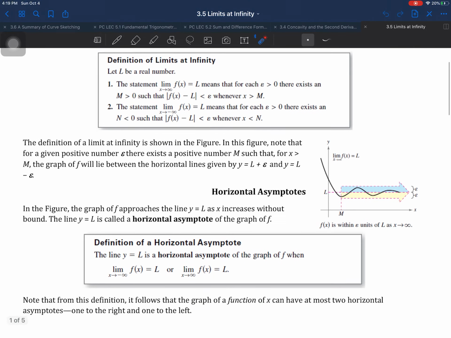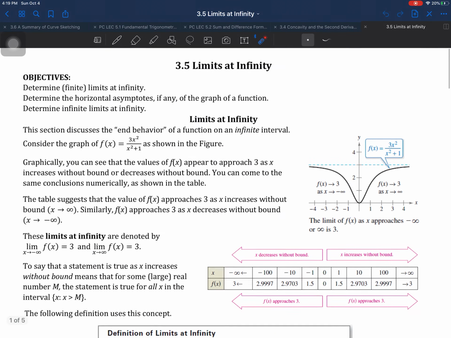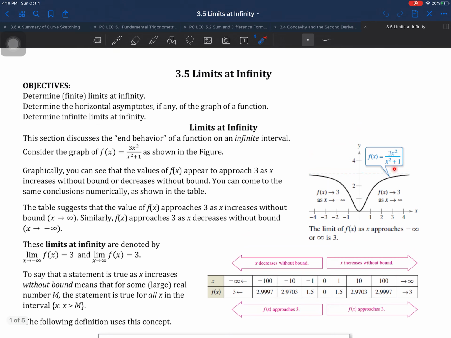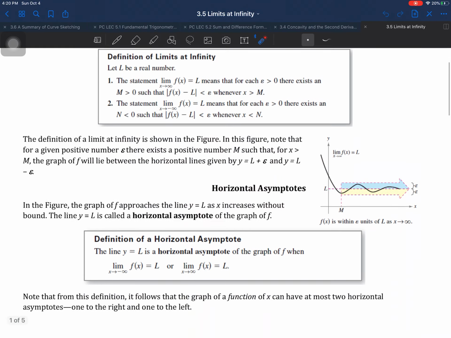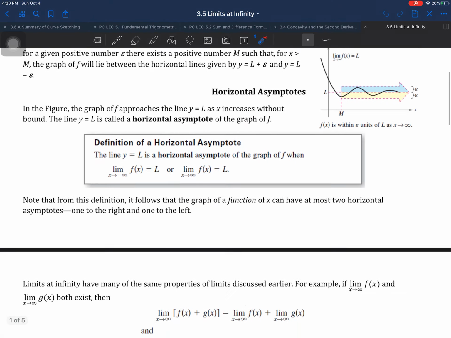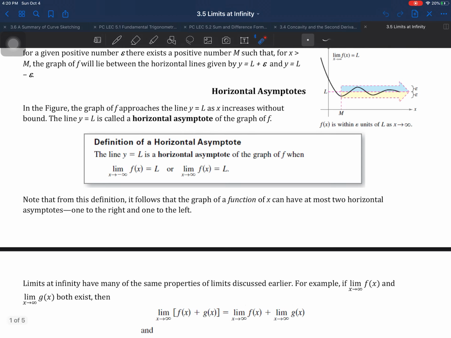And that's sometimes the misconception about horizontal asymptotes. We think that the function cannot cross this. And yes, it can cross it. All we're saying is that the function is going to get closer and closer to this horizontal asymptote. All right, so that's how we're going to define a horizontal asymptote.